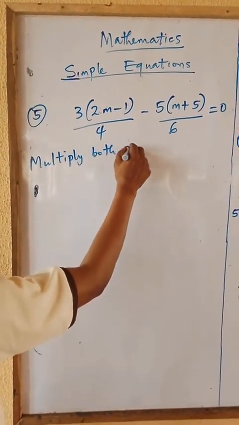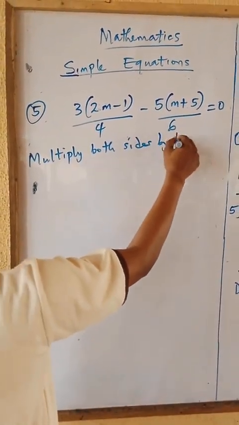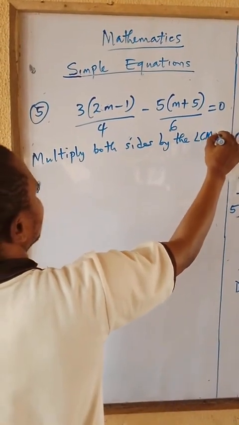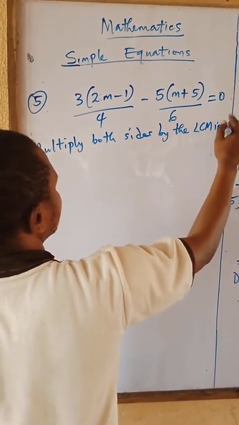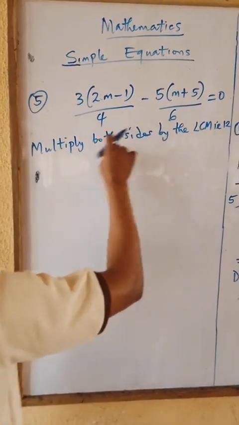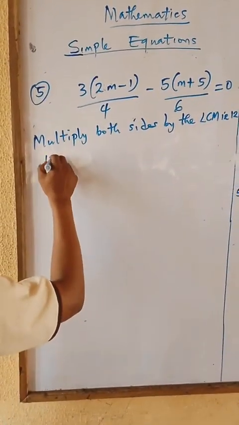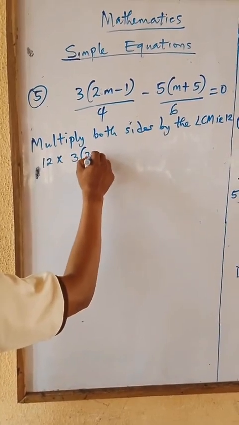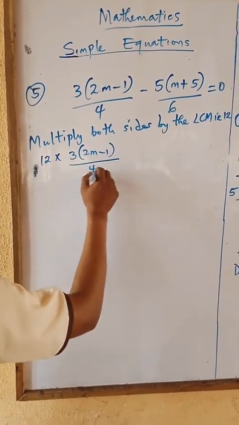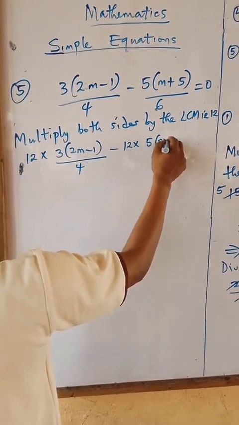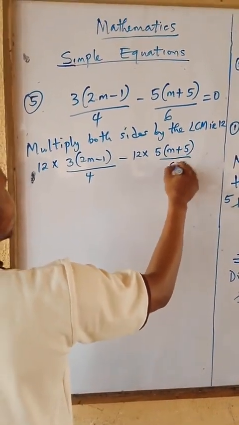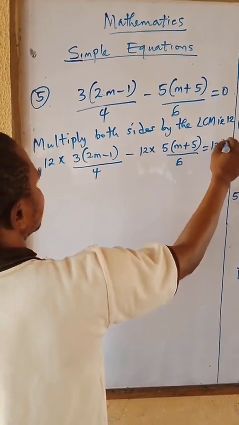So we are going to multiply both sides by the LCM, and the LCM here is 12. The LCM of 4 and 6 is 12. So we are going to have 12 times 3 into bracket 2m minus 1 over 4 minus 12 times 5 into bracket m plus 5 over 6 is equals to 12 times 0.